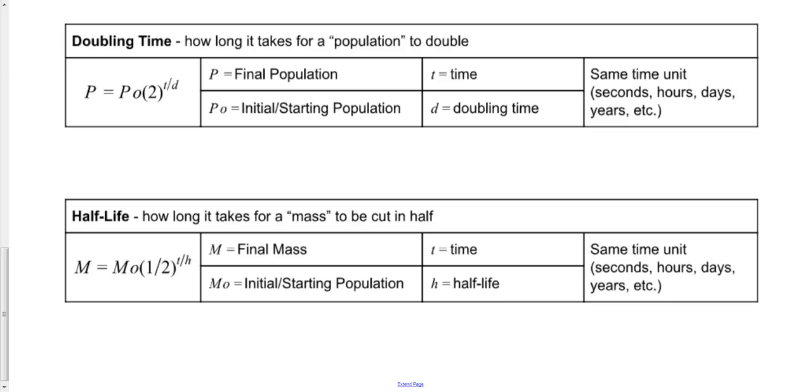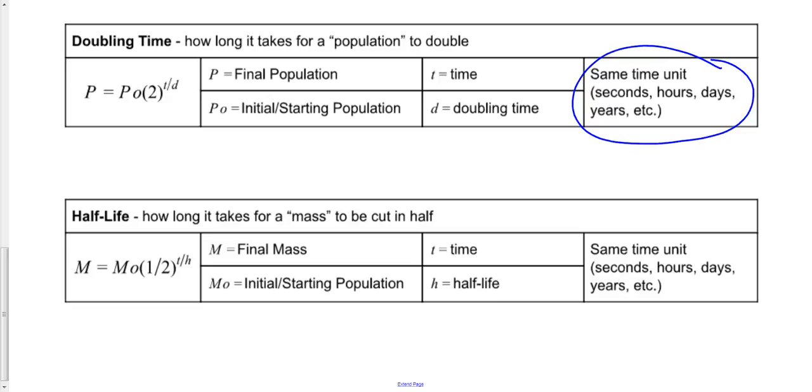The 2 you'll recognize here in the equation. That 2 is representative of 200%, so getting to a doubling of the initial population. T is time in whatever unit you choose to use, and D is the doubling time that will normally be given to you. The real key thing in terms of doubling time, and also for half-life, is that you have the same units for time, for both the time and the doubling time. They have to be in the same unit.